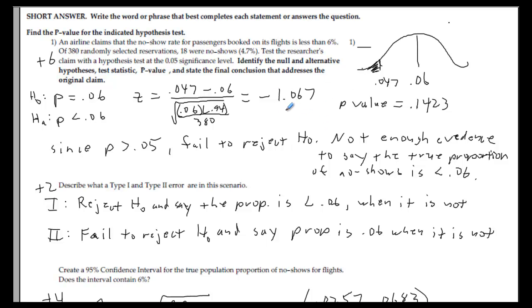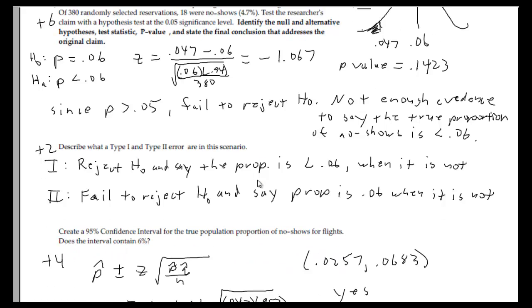If I saw errors on here, sometimes they forgot the p's, maybe a miscalculation, and sometimes they would say reject or fail to reject, but they forgot to give the reason why. So I would take points off if you didn't put it in context and address the original claim.